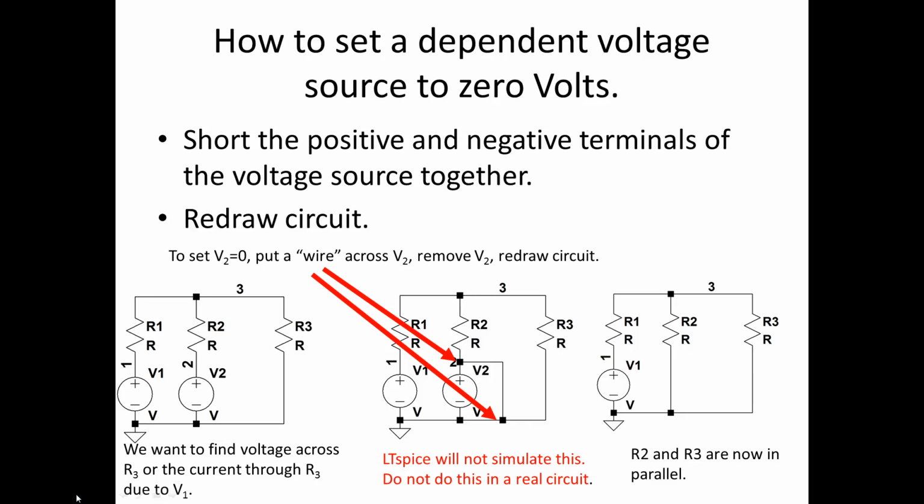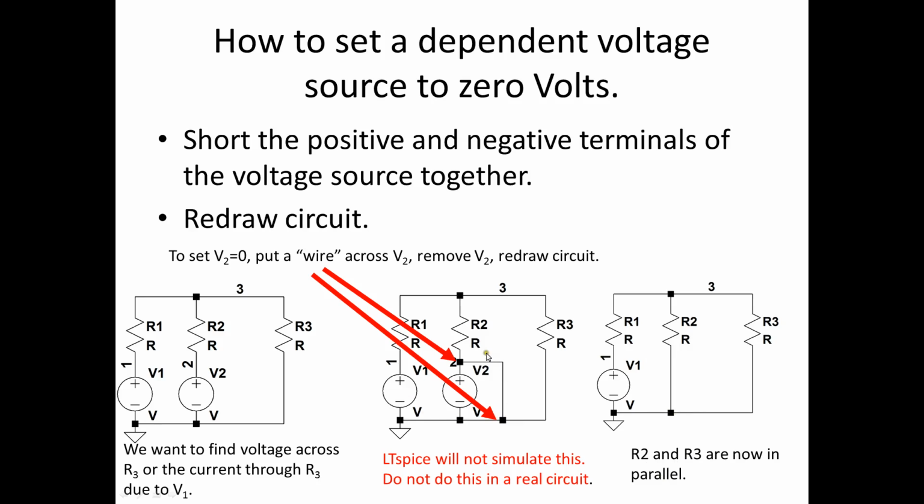Now, how do we set something equal to zero if it's a voltage source? Well, we short the positive and negative terminals of the voltage source together, and then we redraw the circuit. So if I want to find the response of R3's current and voltage just due to V1, I put a wire across V2, and now there's no potential difference because it's shorted, and node 2 is now at ground. I can redraw. There's no node 2 anymore, and R2 and R3 are in parallel.